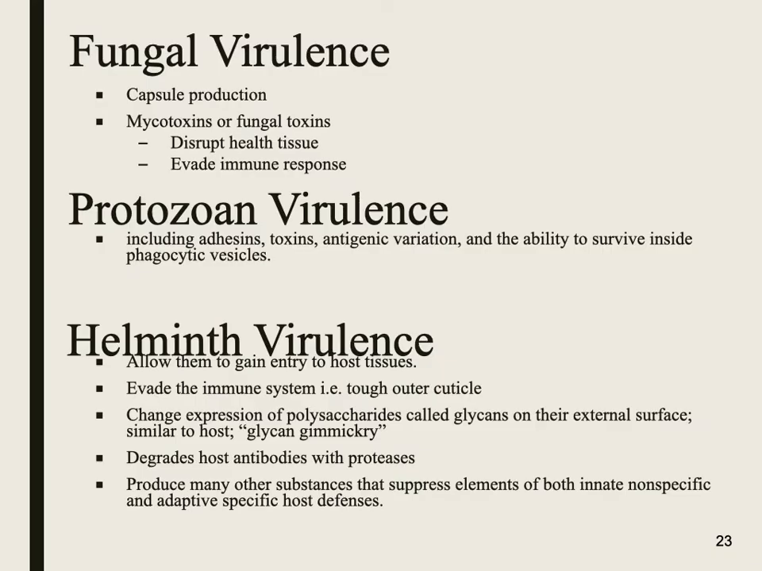Now, looking at some of the miscellaneous virulence factors, they're very similar to the other ones that we've already talked about. So for fungal pathogens, for virulence factors, they can produce capsules, similar to the bacterial capsule, where it affects phagocytosis. Also, fungi can produce toxins. These fungal toxins are known as mycotoxins, and they can cause damage to the tissue, but they can also evade the immune response.